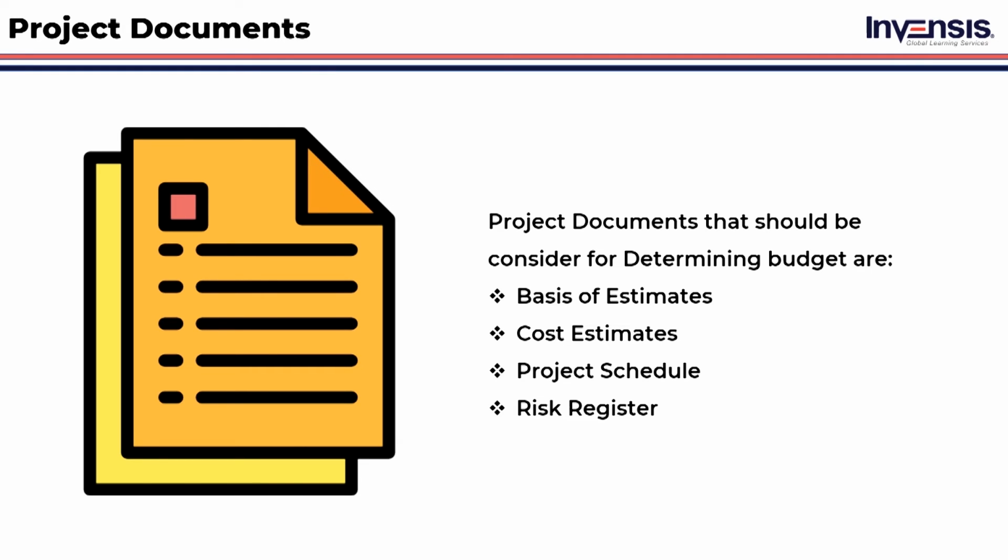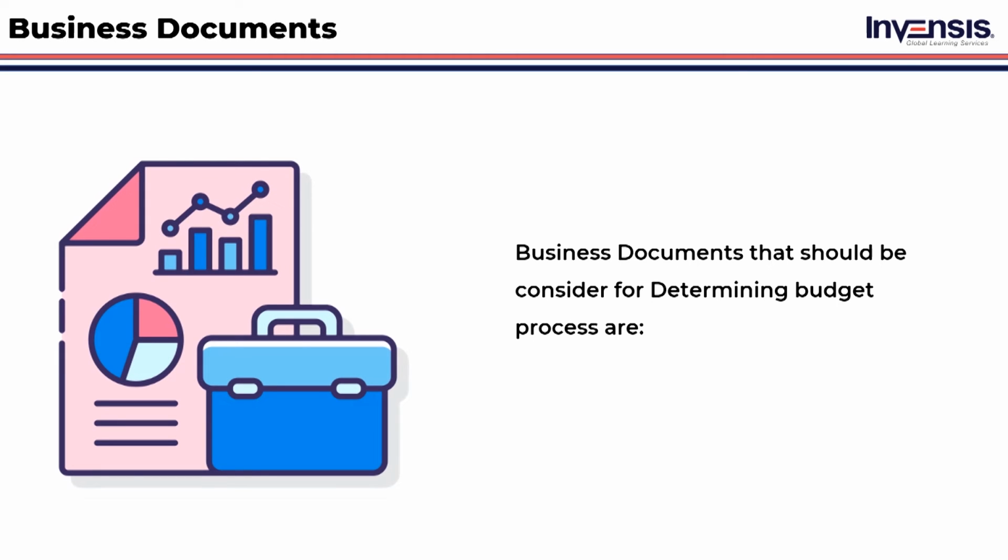There are several other business documents that are required as inputs. Business documents that should be considered for the determine budget process are: business case. The business case identifies the critical success factors for the project, including financial success factors. Benefits management plan. The benefits management plan includes the target benefits, such as net present value calculations, time frame for realizing benefits, and the metrics associated with the benefits.